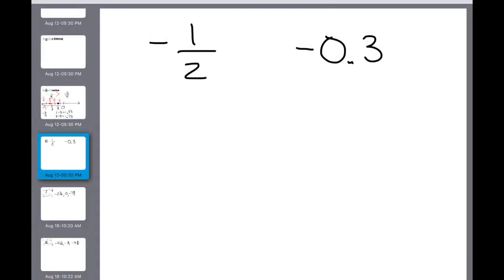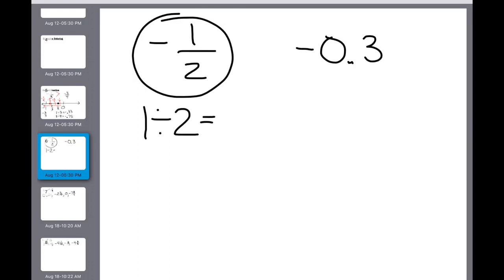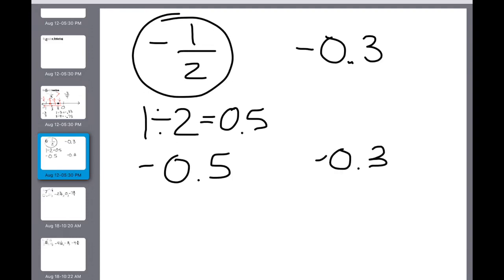All right, so hopefully everybody got a chance to try this problem on their desk. So let's go ahead and work it out together. So the first thing I'm going to do is change negative 1/2 to a decimal, and I'm going to do that by typing 1 divided by 2 into my calculator, and it gives me 5/10, which is negative 5/10. And we're comparing negative 5/10 to negative 3/10.